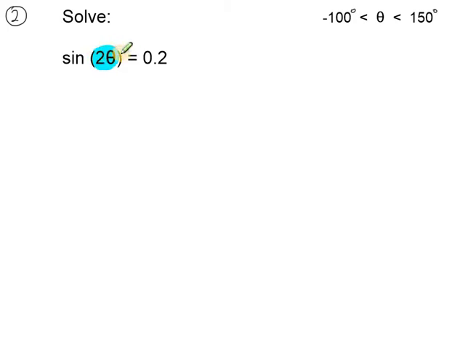The angle here differs from the angle here. Leave this angle as it is. Do not modify this. We need to modify this in this given interval. So I need to multiply all of these by 2.